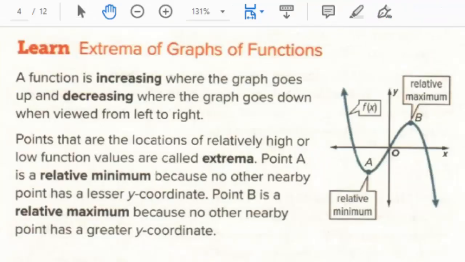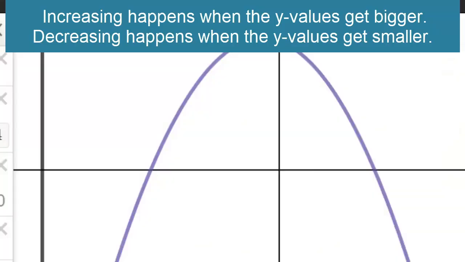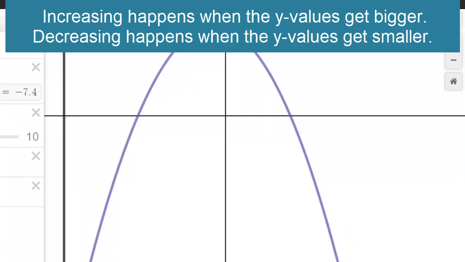Okay, so this next part here talks about the extreme of the graphs, but we're going to actually talk about that on the second part of the video, or the part 2. What we're going to focus on right now is increasing and decreasing. So I'm going to go back to the Desmos calculator, and we're going to show what that means on the calculator. So here we have the second degree polynomial, which creates our parabola. It's called a quadratic. This is the one that was in the earlier part of the video.